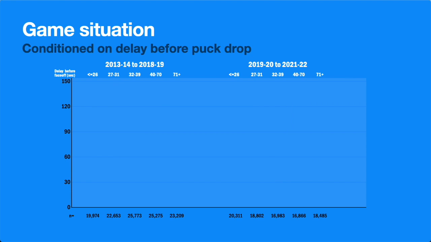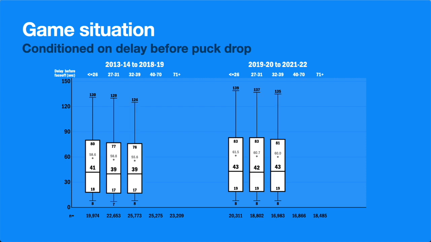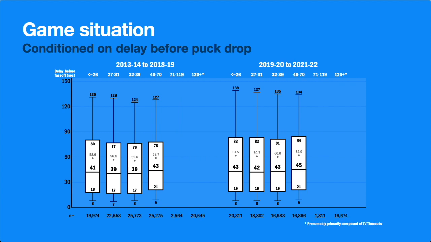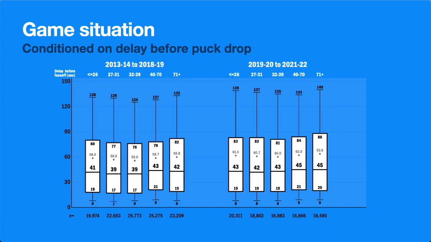Will we see the same thing if we condition on the delay before a puck drop? So this is private data. As a function of doing other tracking, we get the delay between the previous whistle and the face-off. They tend to be about 35 seconds, plus or minus. So 26 or less is a very rapid turnaround. And we see it growing to 71, which is kind of interesting.